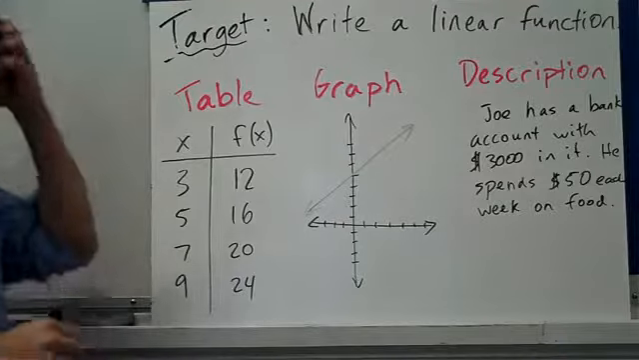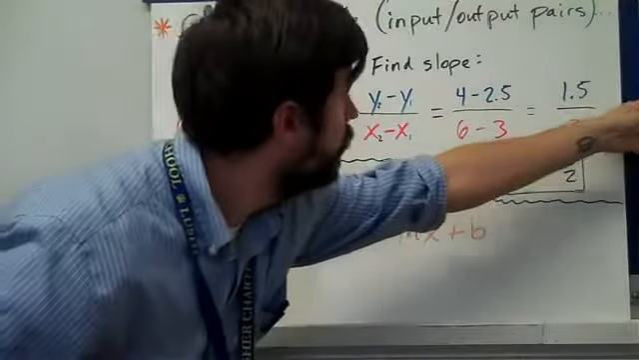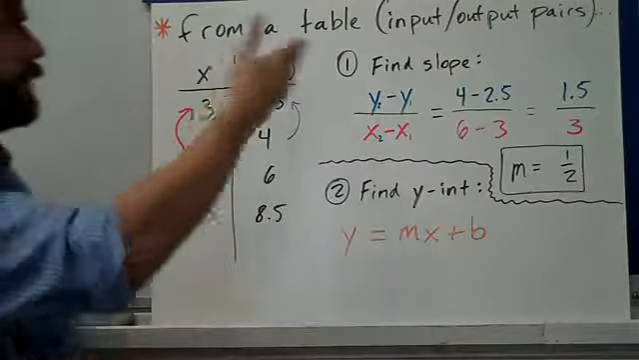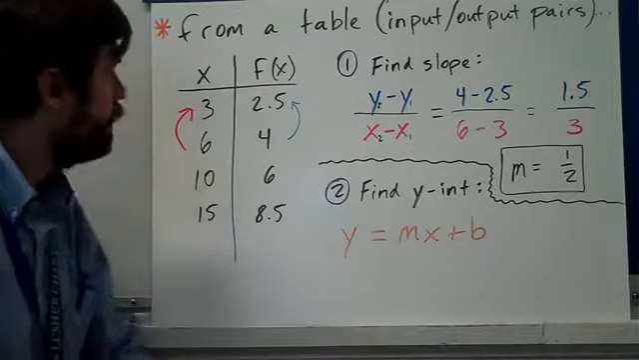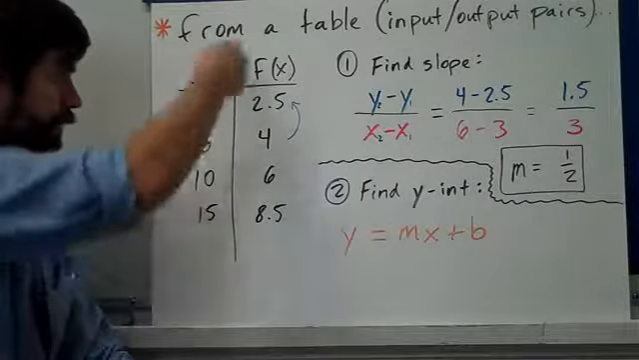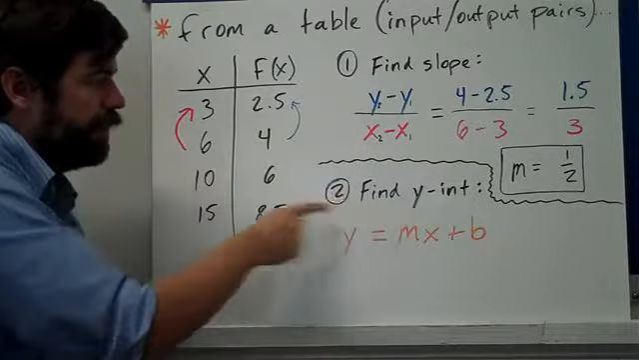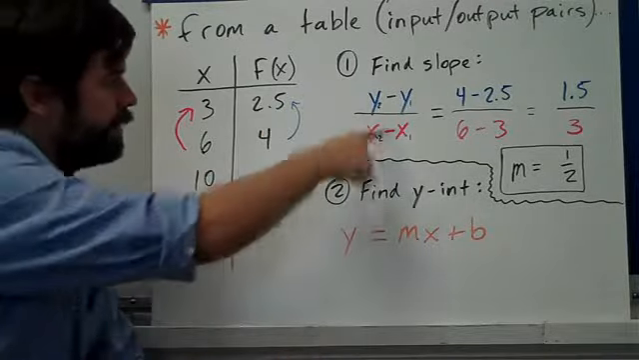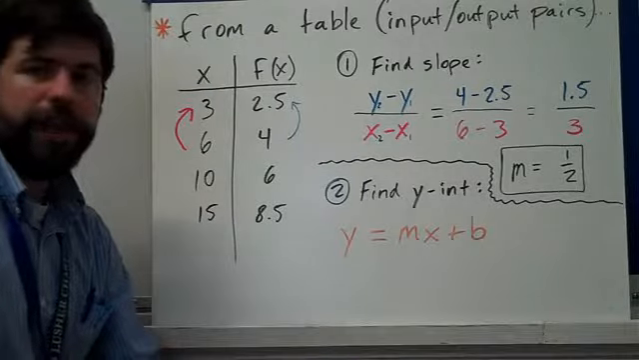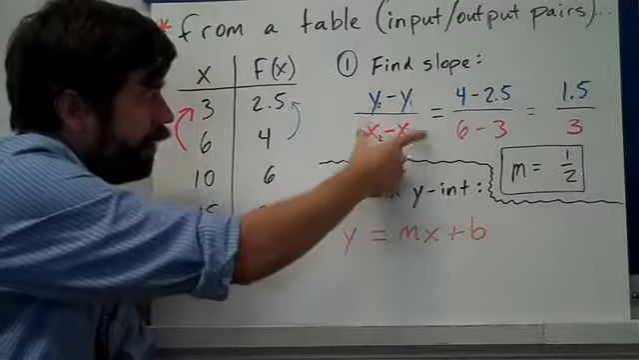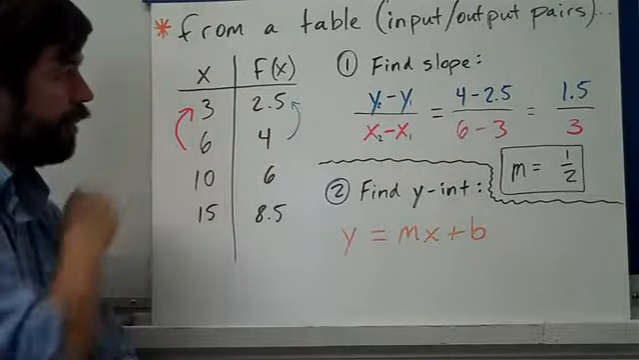Okay. So let's say we have a table first. From a table, or sometimes we'll call that input-output pairs, here's the inputs, here's the outputs. Two steps. You just need to find the slope and then find the y-intercept. Now, to find the slope, we're looking at the slope formula here. It's basically just rise over run, and we get the rise and the run from the table.